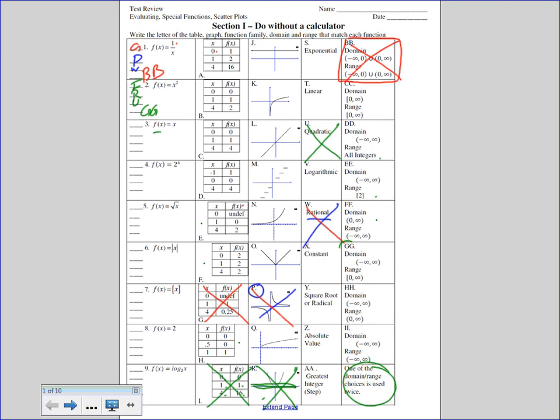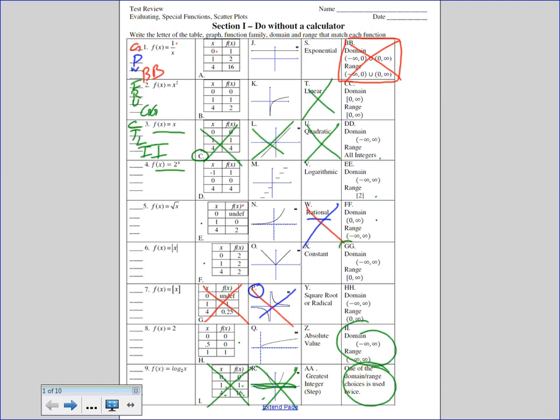For f of x equals x, that's just a linear function. And the key to a linear function is that the graph is a straight line. And if f of x equals x, whatever I put in is what I get out. So right here, C. And then the domain is, in this function I can put anything in and I can get anything out. So the domain is all real numbers and the range is all real numbers, which is right here. So this is I.